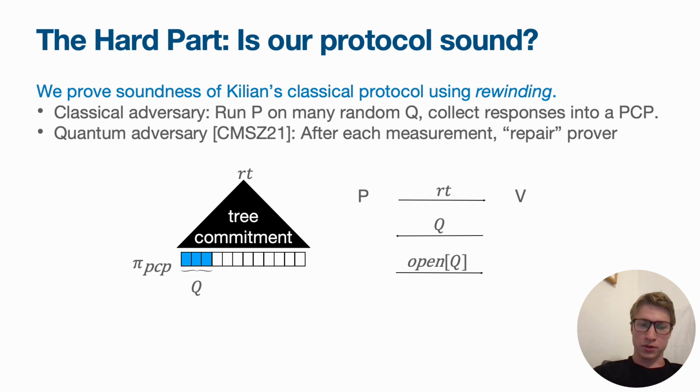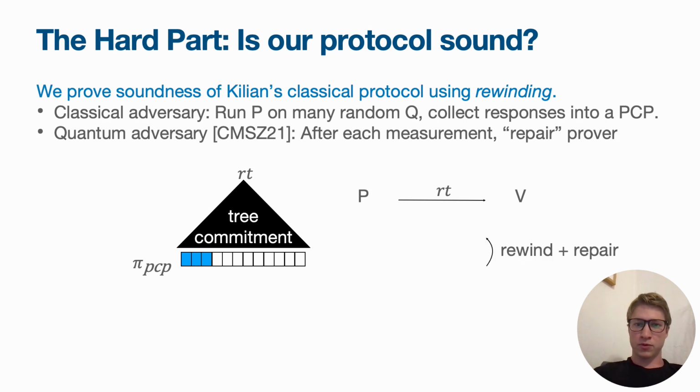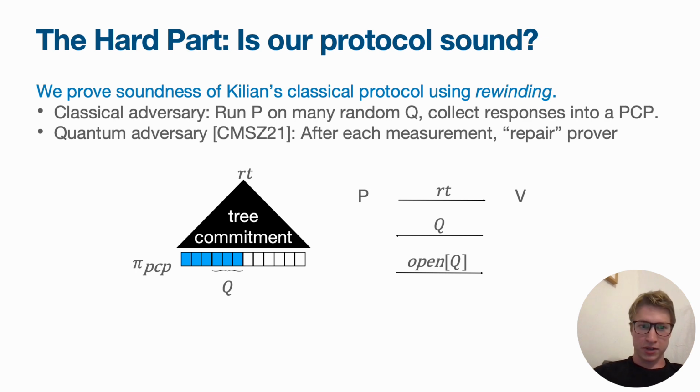So here we'll ask for a query, receive the openings, and we'll write down the results. We'll measure the results that they sent us and then store them somewhere. Rewind, and if it's a quantum prover, repair it, and then send a new query and receive a new response, measure it again, and we keep going like this.